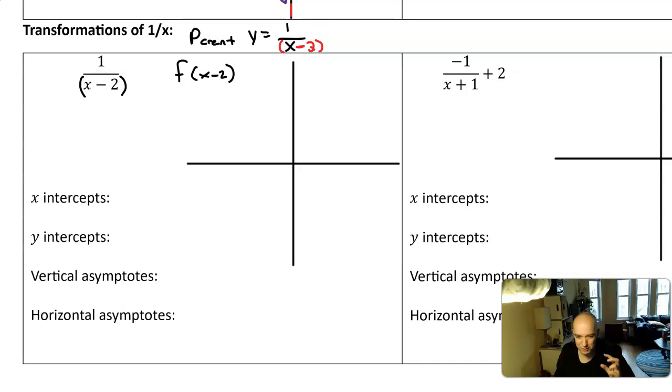That is, you're doing a transformation on the x. So this is going to be a transformation. It's going to be a shift. We're going to be very specific. We're going to say it's a horizontal shift, and it goes right 2 units. So we can actually draw this now.